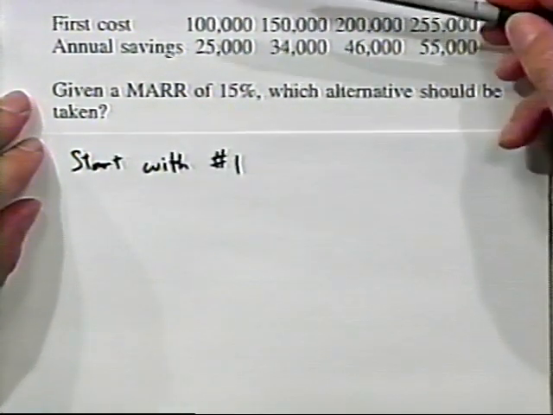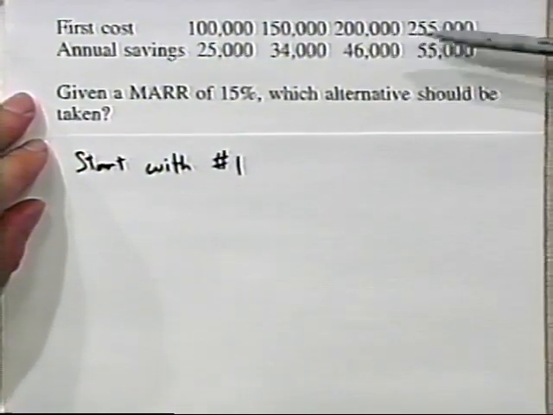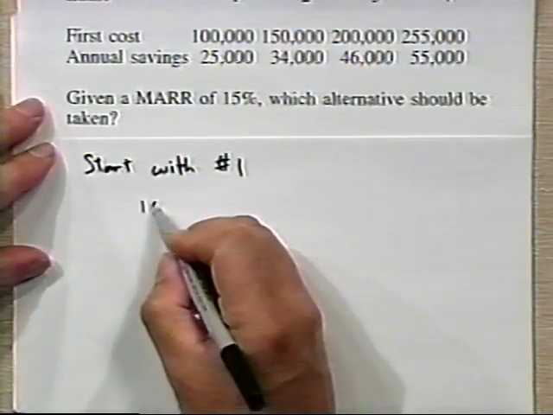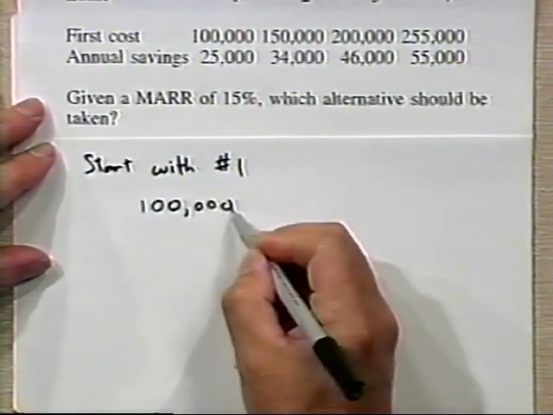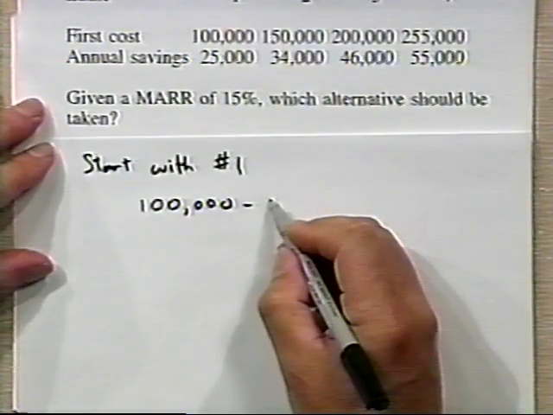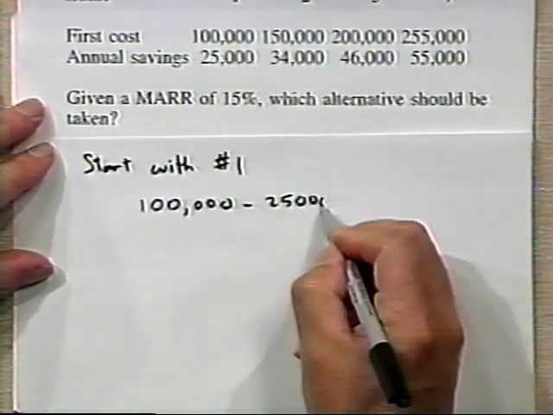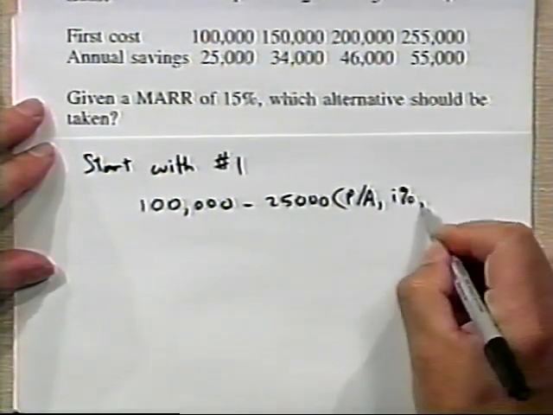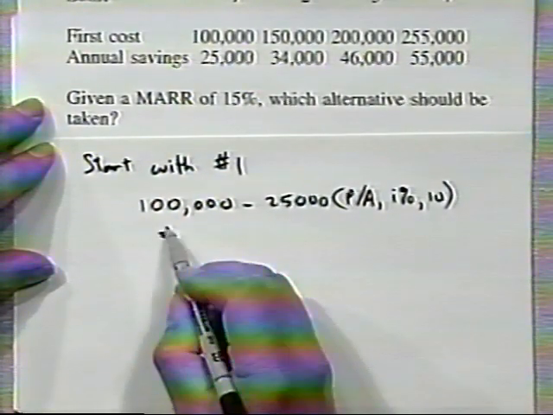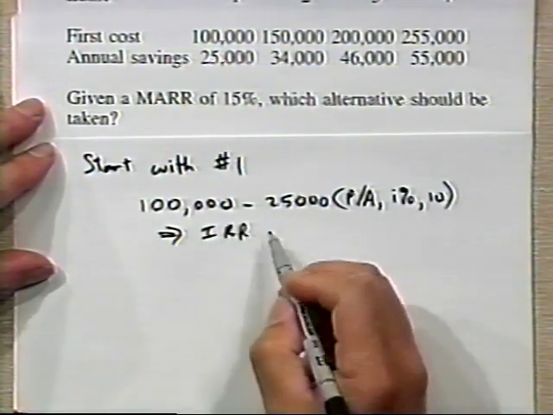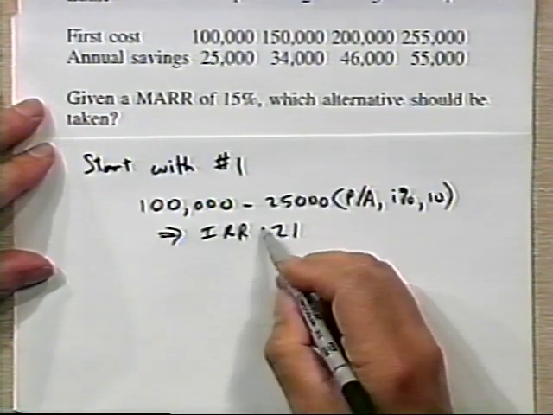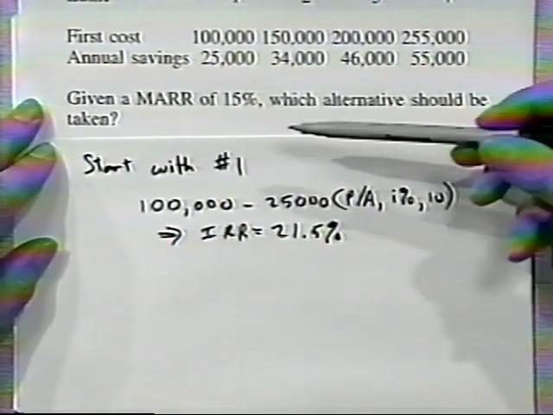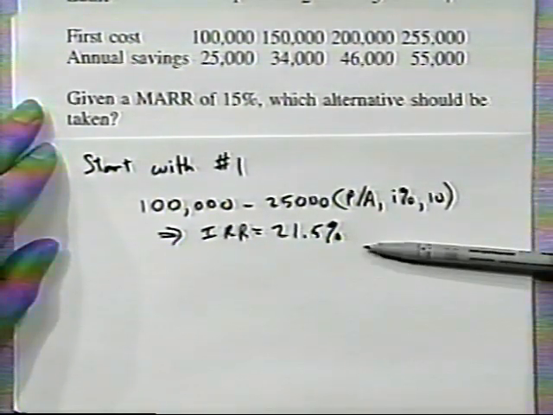Number 1, as you see in the flowchart, is the cheapest of the four. To calculate the internal rate of return for number 1 is straightforward. We take the first cost, subtract the present worth of the savings over the 10-year life. And this gives an internal rate of return of 21.5%. That exceeds our MAR of 15, so we know it's an acceptable alternative.